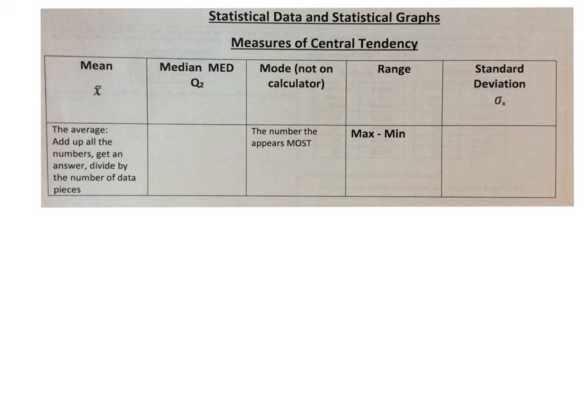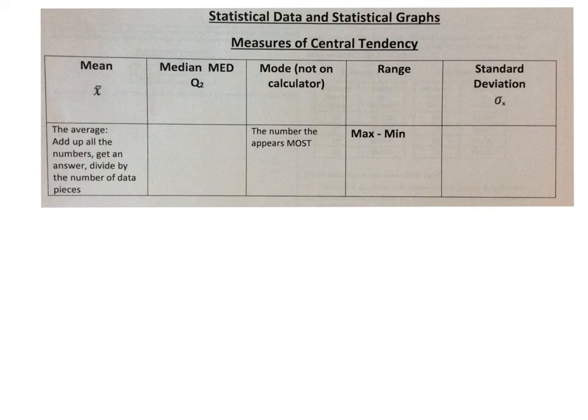Statistical data and statistical graphs. So this is a really good unit that is asked a lot of questions on the Regents exam. So let's start talking about the measures of central tendency: the mean, the median, the mode, the range, the standard deviation. The mean, another word for mean is the average.